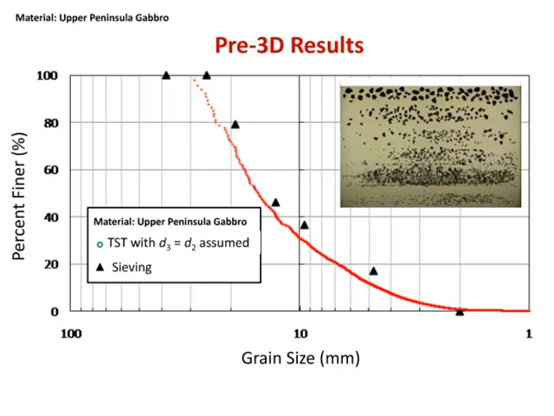Anyway, as you can see here, the triangles, the black triangles are the data from sieving, and the red dots are from our TST test. And the trend line is good, but the results aren't perfect. And the reason for that, of course, is because we're only seeing 2 dimensions of every particle, and we're not seeing its third dimension, the vertical one. And that's the smallest dimension, and that has some influence on the particle size distribution. So here, in this figure, we were only using the intermediate size, D2, if you will, to determine what the particle size distribution curve would look like.